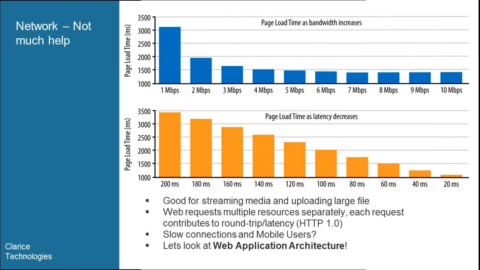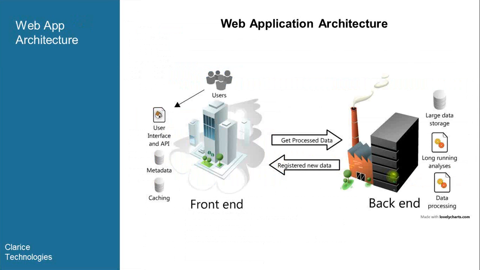So this is how a typical web application architecture looks. There is a front end involved and there is a back end involved. Users interact with the user interface and the different APIs. There is metadata caching, which is browser level caching, and the front end depends on the back end for getting processed data, and the back end gives new data to the front end. The back end consists of large data storage, different databases, long range analysis or processes, and data processing happening in the back end.